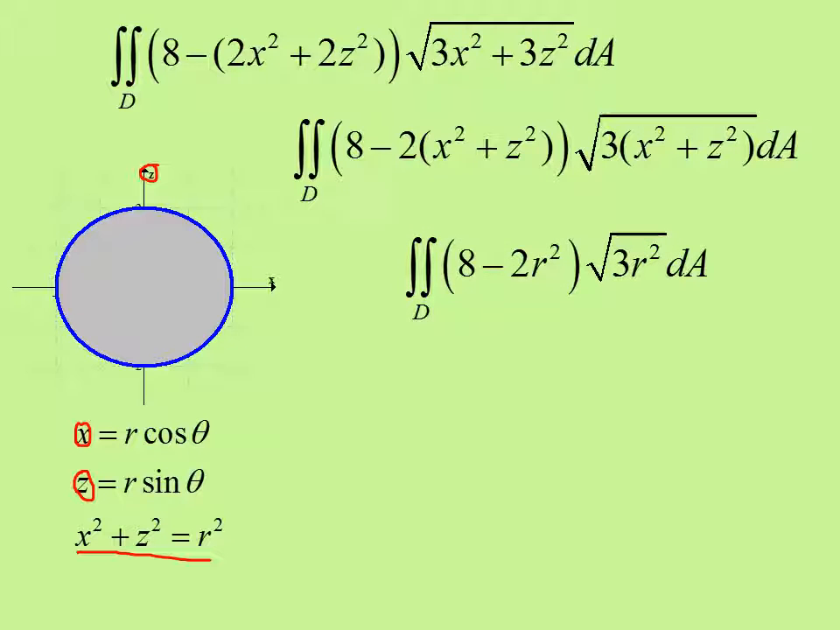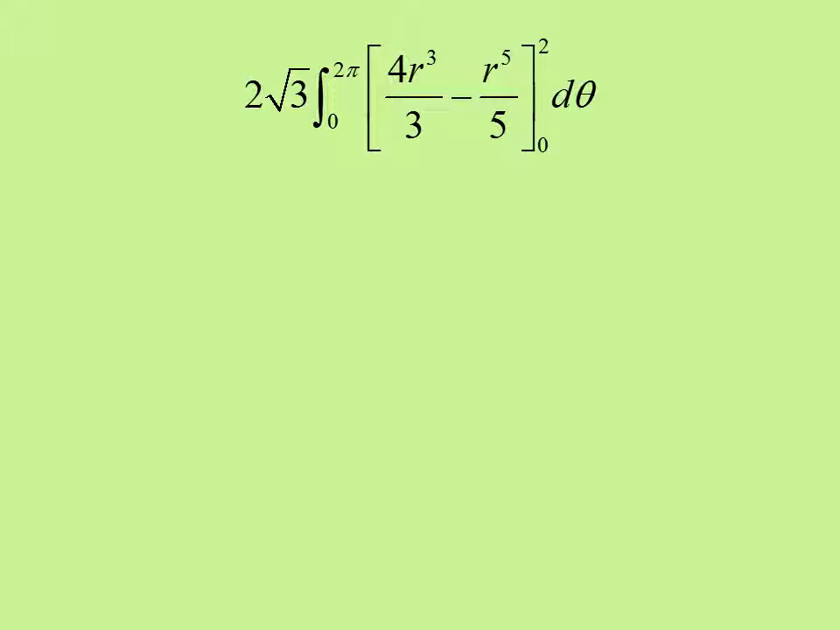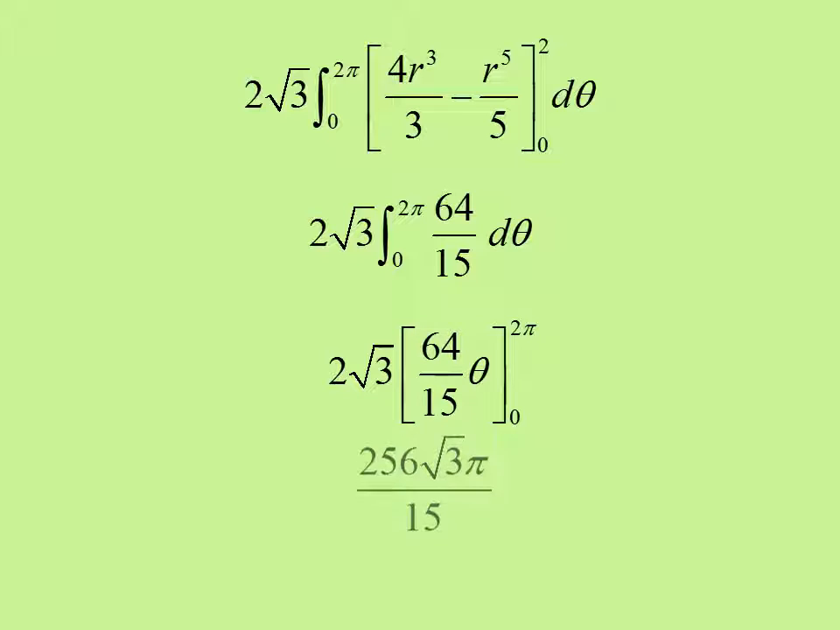now to describe our region in polar coordinates, we notice simply that r is going to be going from 0 to 2, and then theta is going to be going from 0 to 2 pi. And then we just need to evaluate that integral. And I'll finish out the evaluation without making you listen to me do it.